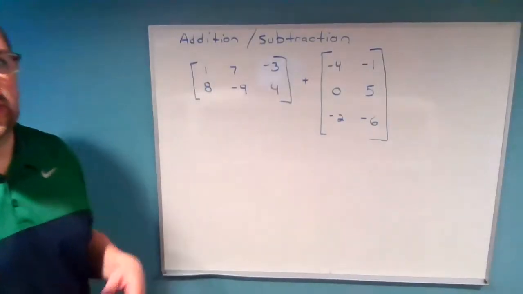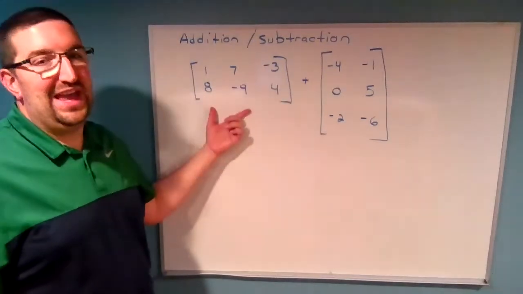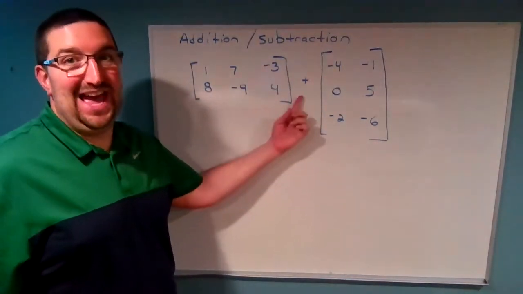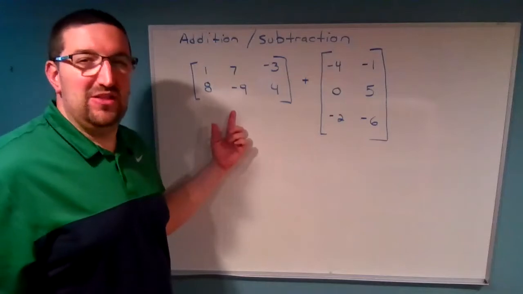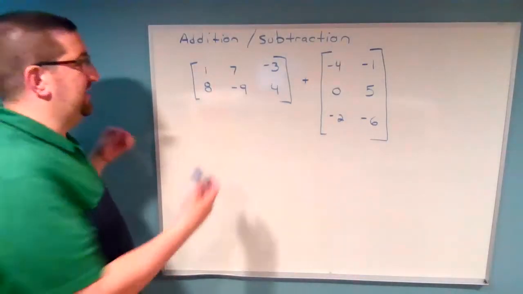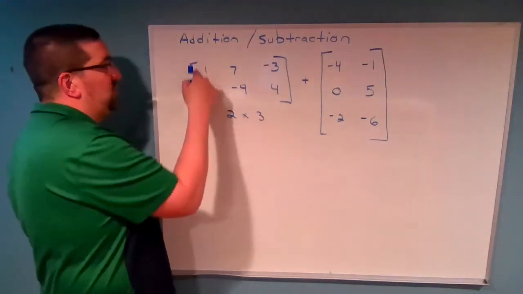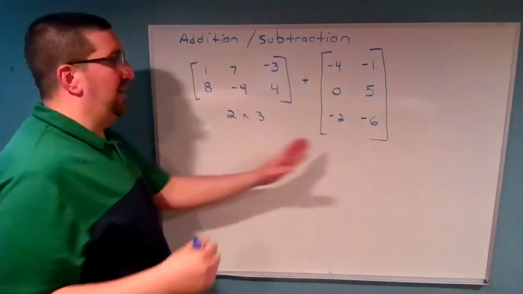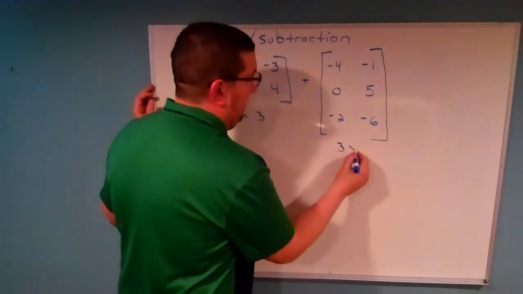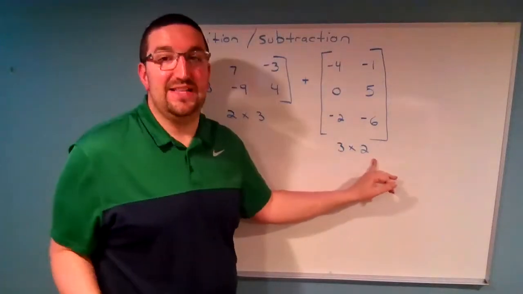I wanted to quickly show you another problem of something that might come up. Here we have a matrix and, well, two matrices being added together. Might look a little odd to you, and it should. The dimensions of this are a 2 by 3 matrix. We have 2 rows, 3 columns, but this matrix has 3 rows and only 2 columns. So this is a 2 by 3, and this is a 3 by 2.